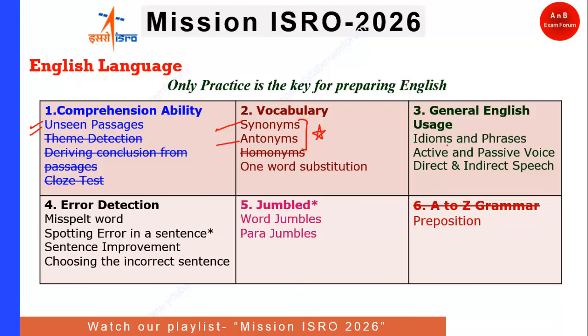Okay, afterward, general English usage, idiom and phrases is very important, and sometime in the previous year we have seen active and passive and direct and indirect as well. And this error detection we have seen in all the years, so this is again a very important topic in general English. Jumble, like it can be word jumble or para jumble, are generally important.